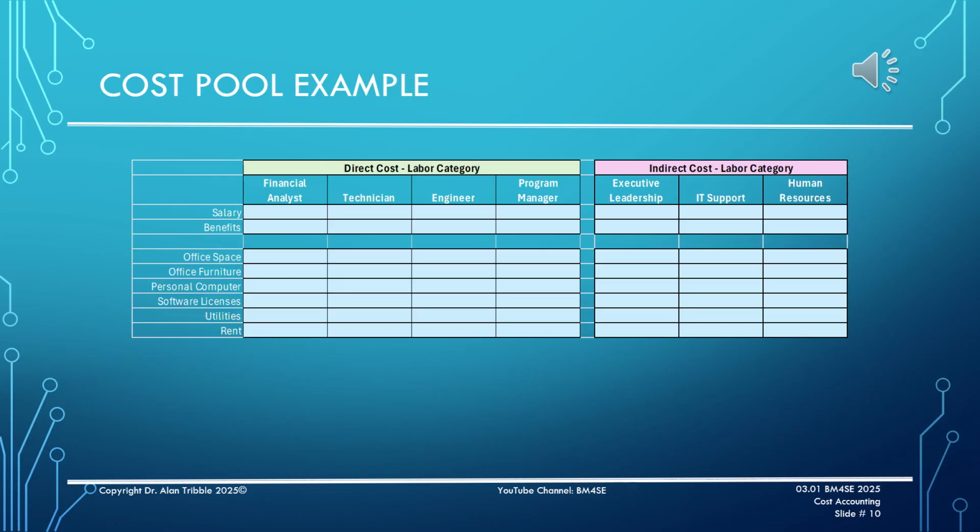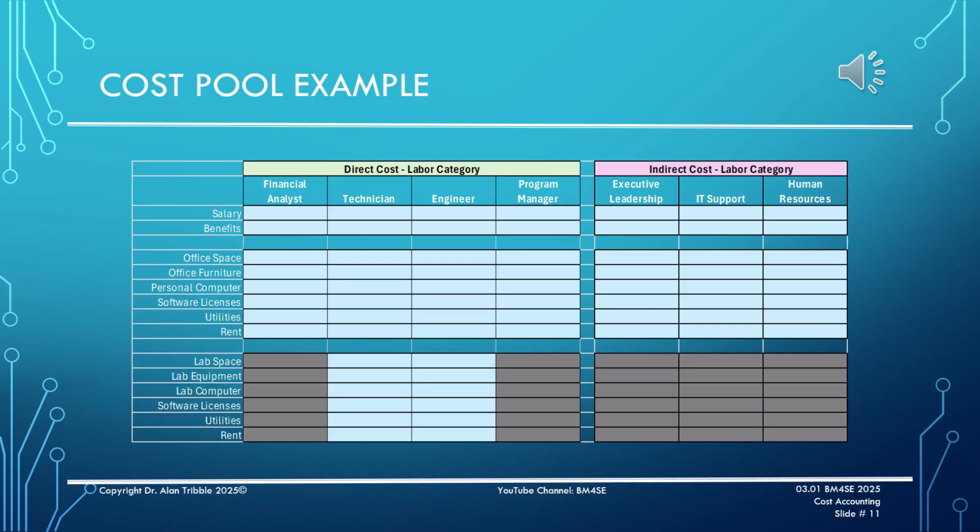All of these people would need an office to work out of, a desk to sit at, a personal computer to work with, and so on. So we can allocate those costs across each of the labor categories based on the number of people in each category, the size and space of offices, and so on. Some labor categories, like technicians or engineers, may need to work out of a dedicated lab space with other equipment that may have other costs. We could allocate those unique costs to those labor categories as shown.